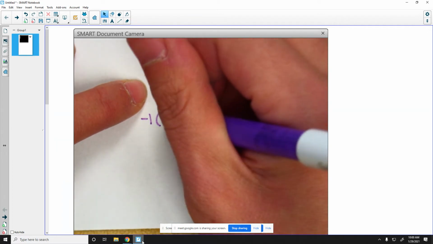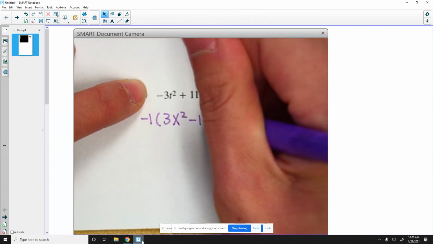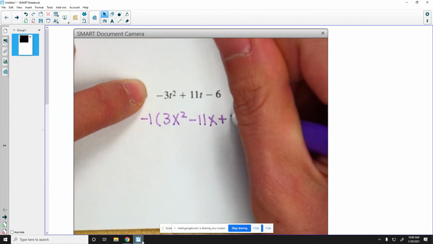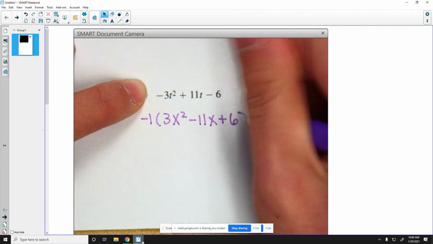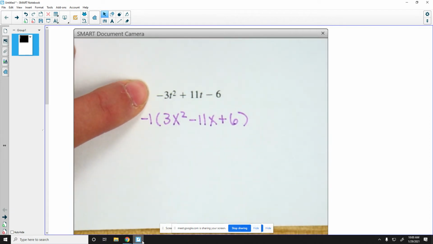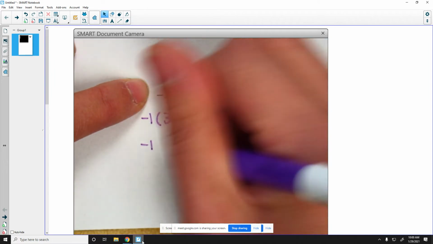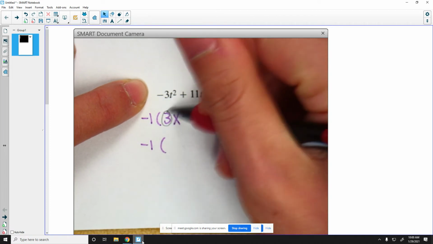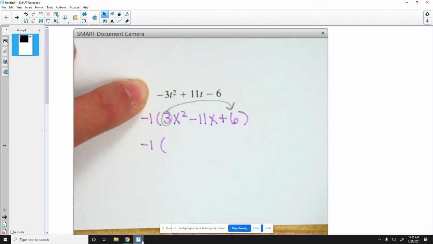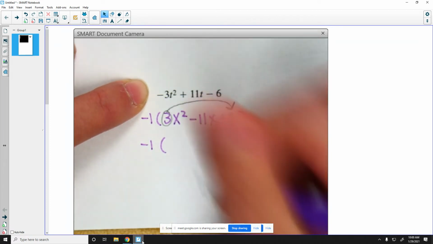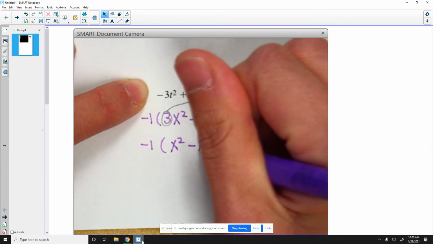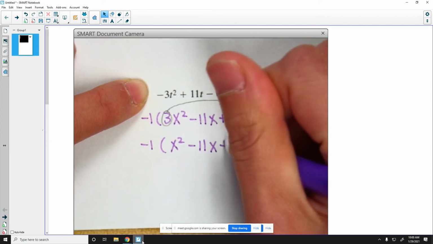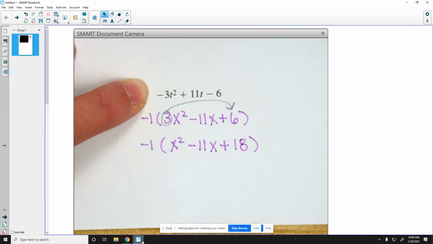So remember, if I take out the negative, all of my symbols get flipped like this. So that was step number 1. Step number 2, magic numbers. So somebody in person, will you tell us what should I now write in the parentheses? X to the second minus 11x plus 18. Okay, so that was step number 2.